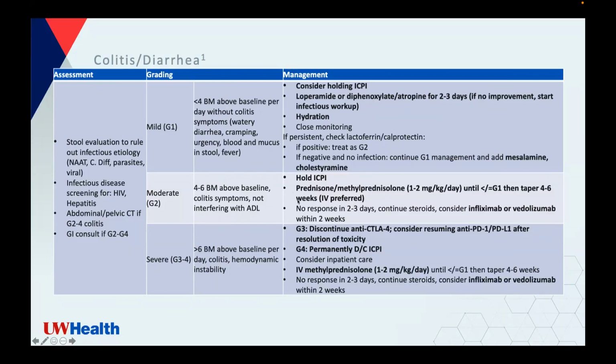And then as we move to greater than 6 bowel movements per day, we're discontinuing a CTLA-4 just due to the higher incidence of diarrhea. And then we'll consider resuming a PD-1, PD-L1, depending on if we can get them back down to their baseline. At G4, the more severe life-threatening cases, we're discontinuing. And then we're doing IV methylpred 1 to 2 mg per kg per day. And then we'll taper that over 4 to 6 weeks as they get back down to G1. But if there's no response in 2 to 3 days, then we'll consider adding in infliximab or vedolizumab.